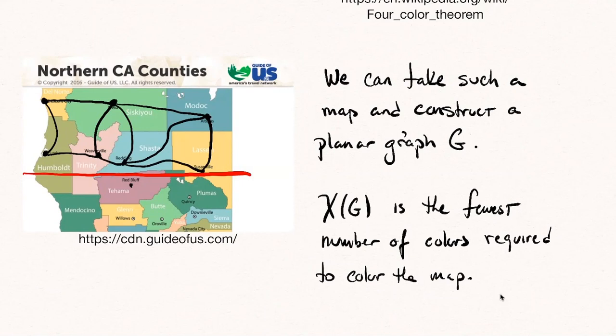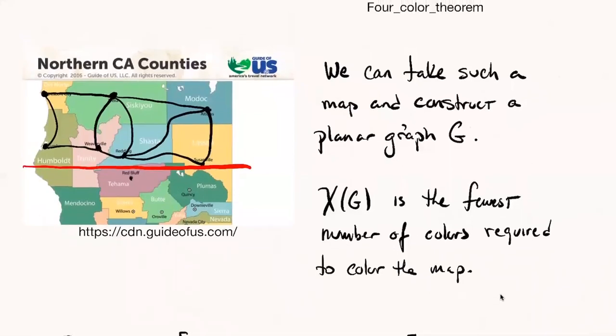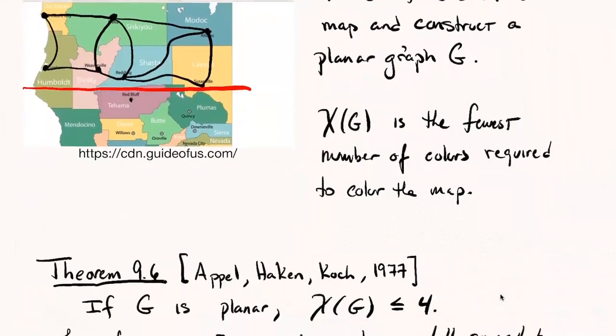And then a coloring of this map just corresponds to a vertex coloring of our graph, because two countries or counties are going to be adjacent if and only if there is an edge between the corresponding vertices. That's how we defined this graph. All right, so we've just converted our problem into an old graph theory problem. We're asking for the chromatic number of a planar graph. What's the fewest number of colors necessary to color the vertices of a planar graph according to our vertex coloring scheme?